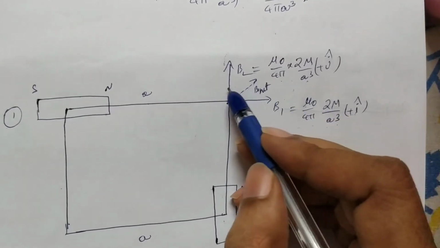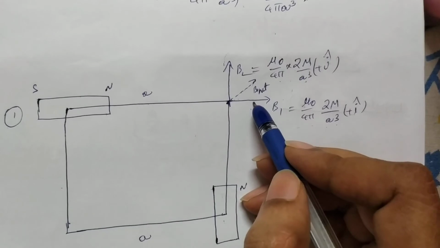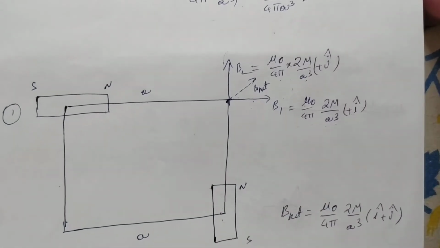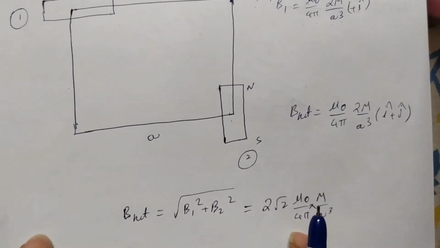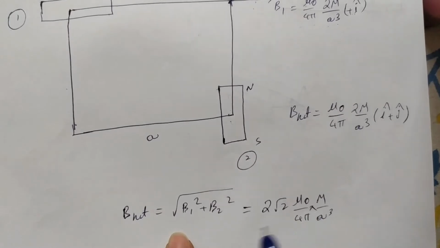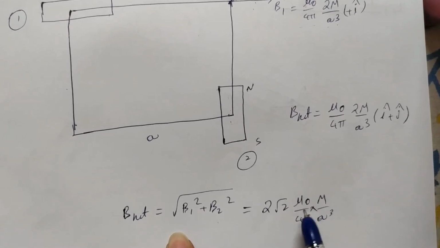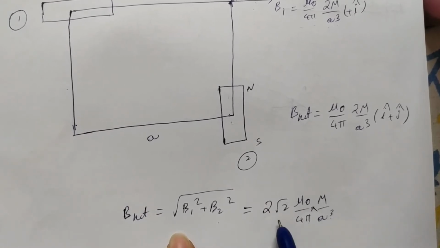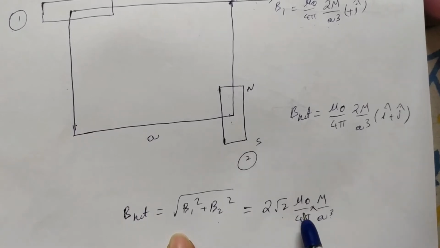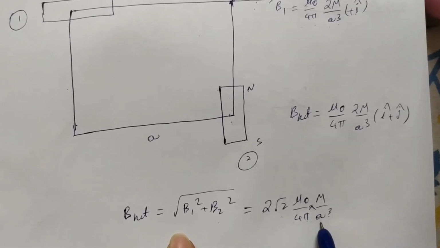So the two fields are perpendicular to each other. We can calculate the net field. The two fields B1, B2 are perpendicular. Then what do you get for the net field? B net is equal to square root of B1 square plus B2 square. So you can substitute 2 mu naught by 4 pi m by a cube whole square plus the same 2 mu naught by 4 pi m by a cube whole square. If you take the square root, you get 2 root 2 mu naught by 4 pi m by a cube.